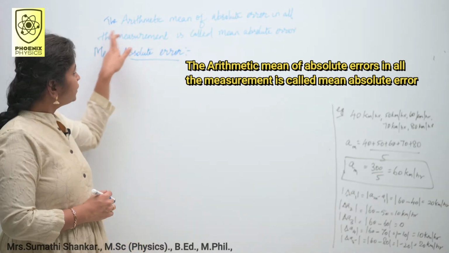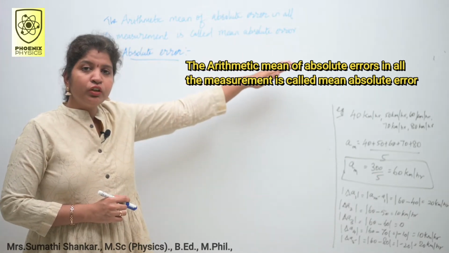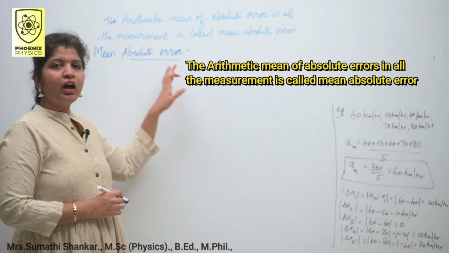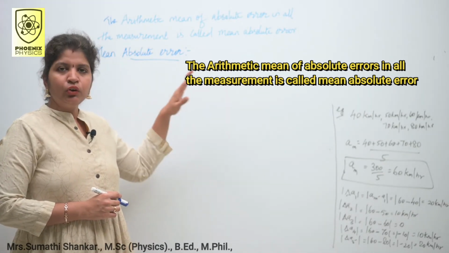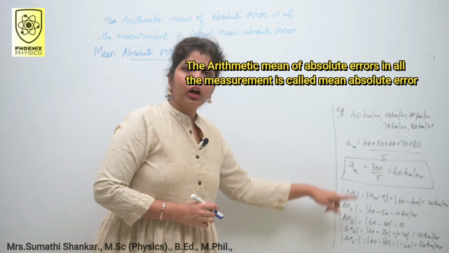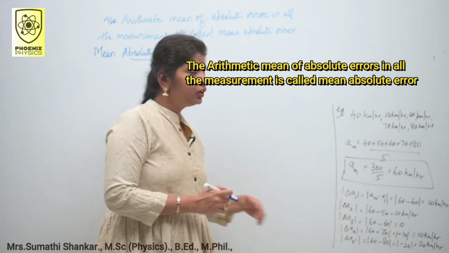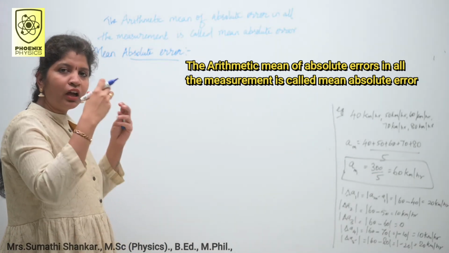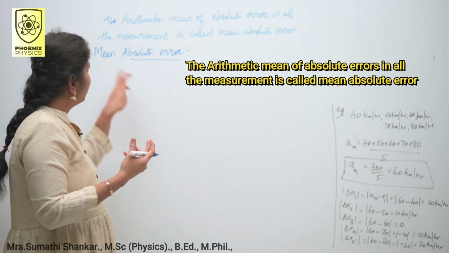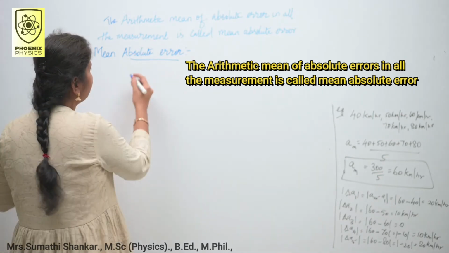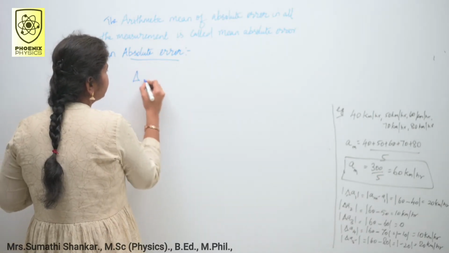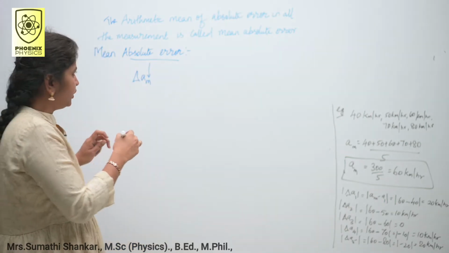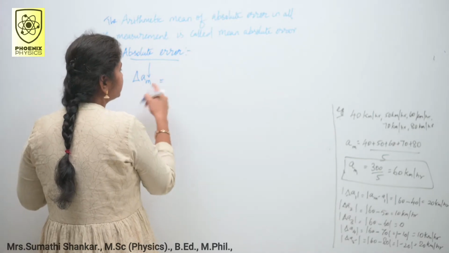The arithmetic mean of absolute error in all the measurements is called mean absolute error. You know how to calculate absolute error. Then you take the average of that absolute error, and you get mean absolute error. For example, consider this delta AM as our mean absolute error. How do you calculate this?